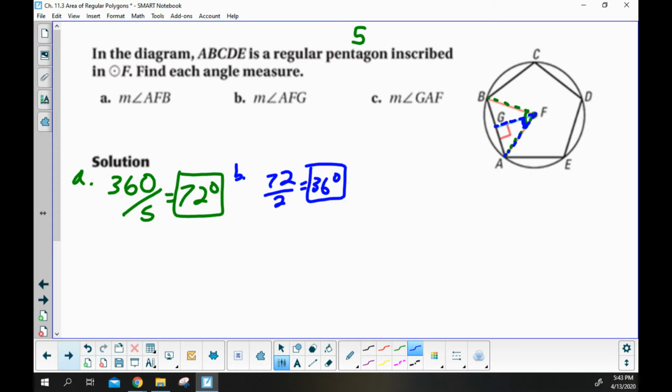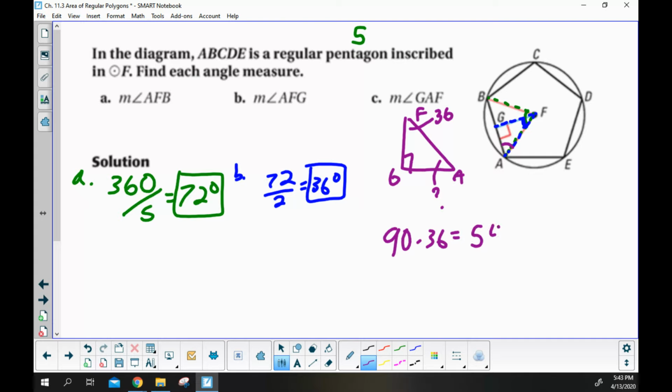And then the last thing is have GAF. So the last one here is GAF, which is this angle right here. Well, guys, if we think about it, there's G, there's A, and there's F, and we know that this angle here is 36, and we know that's a right angle. Well, how do we find A? Well, it's basically 90 minus 36. In this case, it would be 54 degrees.